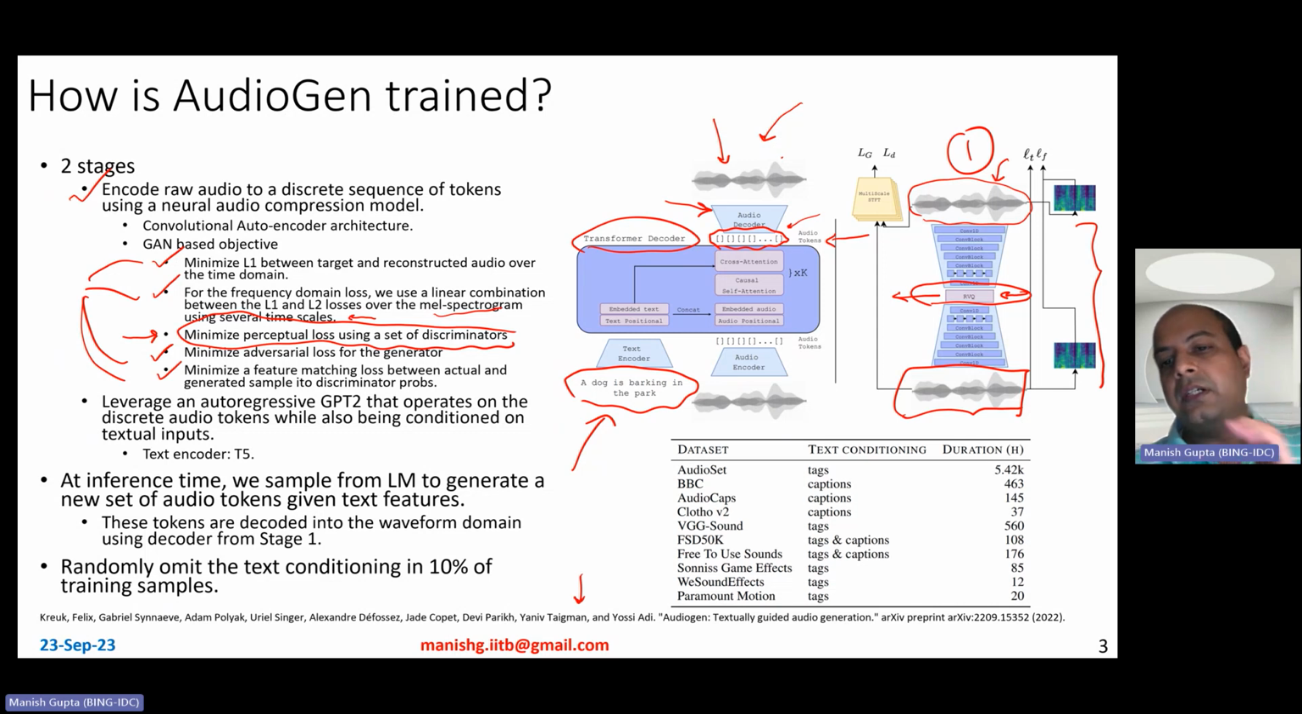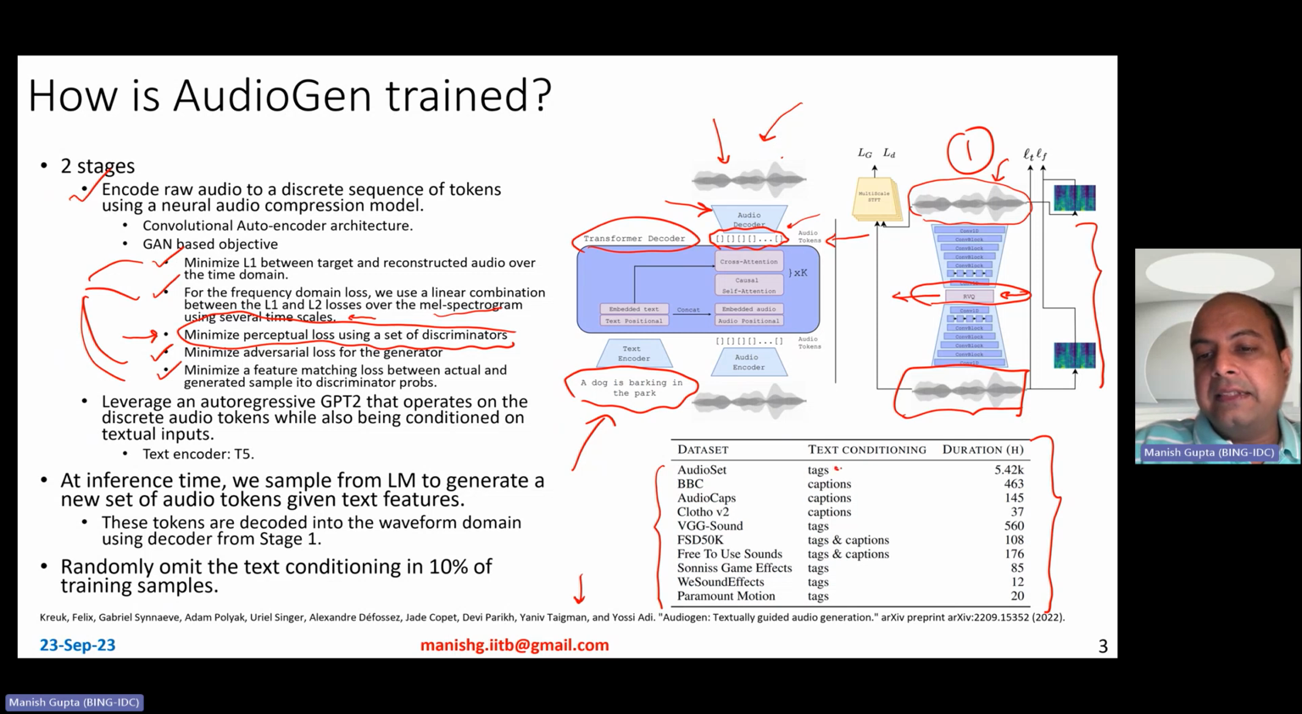Now, to train the model, you need, of course, labeled data. So audio along with some sort of text captions. Now, there are 2 kinds of datasets that they exploit. In fact, they deal with lots of interesting datasets, right? But overall, there are 2 kinds of datasets.